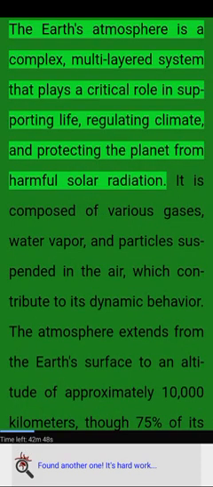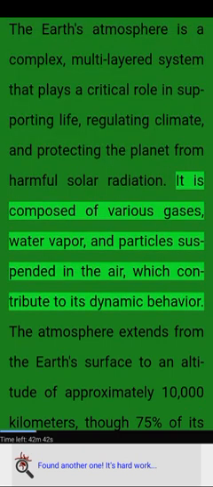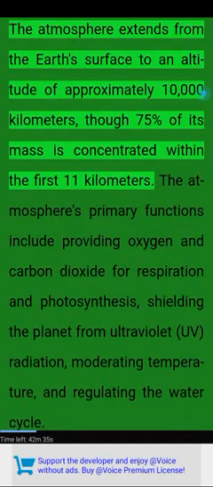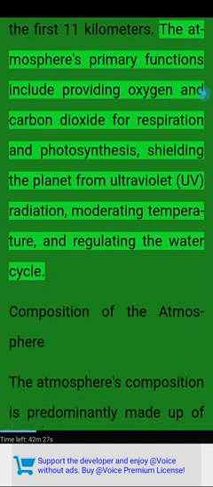The Earth's atmosphere is a complex, multi-layered system that plays a critical role in supporting life, regulating climate, and protecting the planet from harmful solar radiation. It is composed of various gases, water vapor, and particles suspended in the air, which contribute to its dynamic behavior. The atmosphere extends from the Earth's surface to an altitude of approximately 10,000 kilometers, though 75% of its mass is concentrated within the first 11 kilometers. The atmosphere's primary functions include providing oxygen and carbon dioxide for respiration and photosynthesis, shielding the planet from ultraviolet (UV) radiation, moderating temperature, and regulating the water cycle.